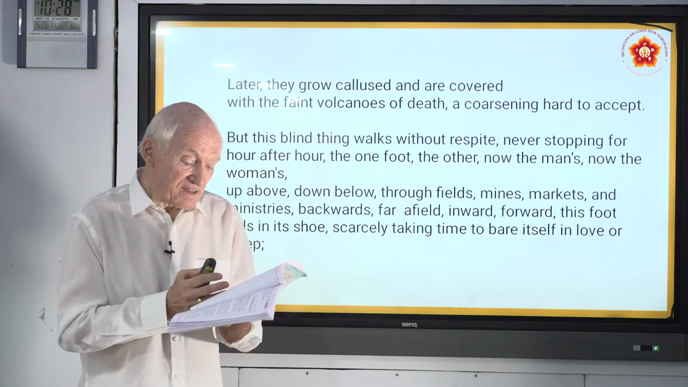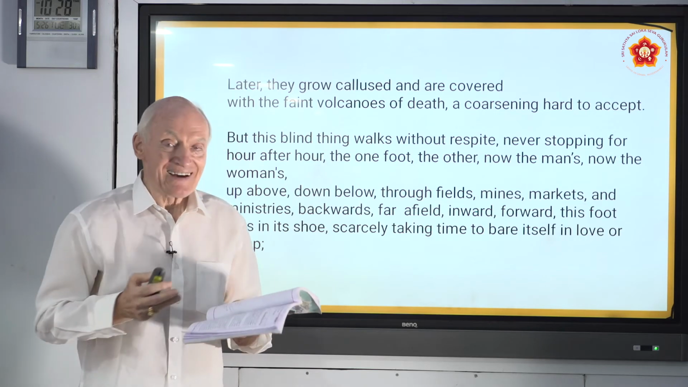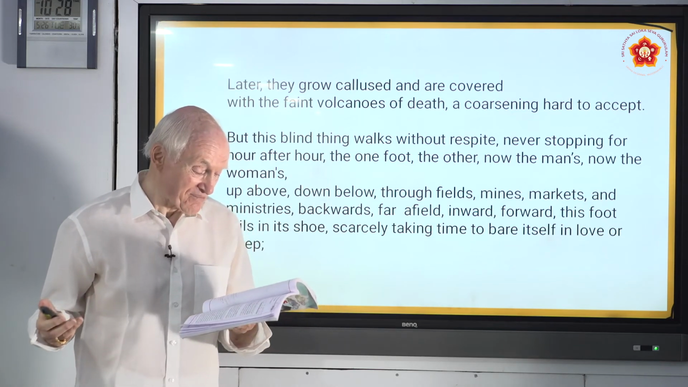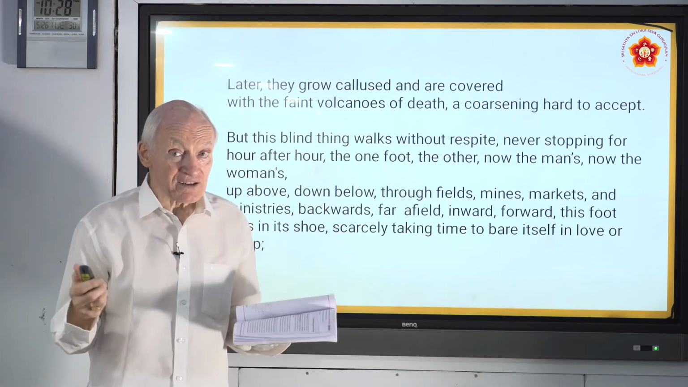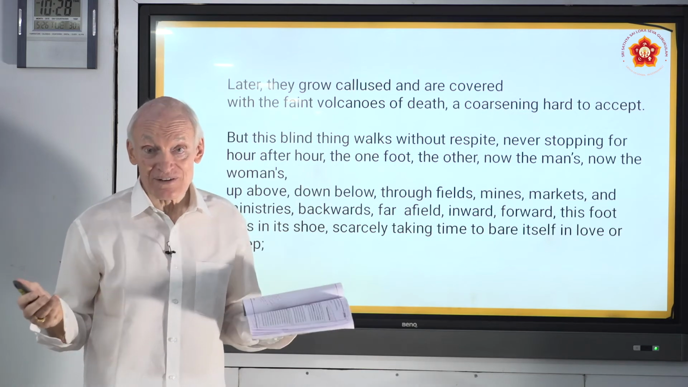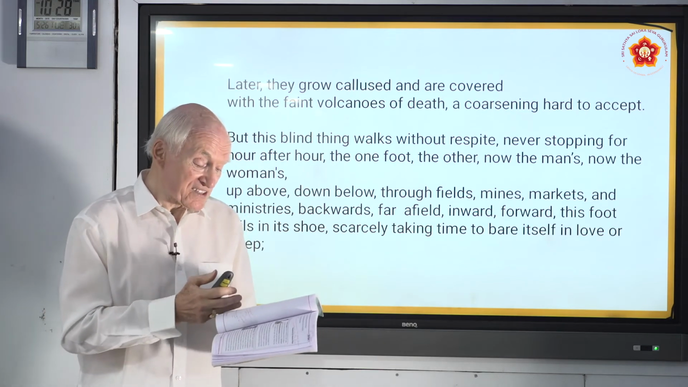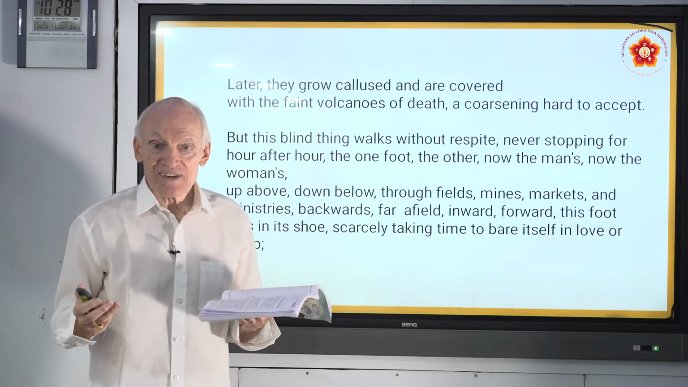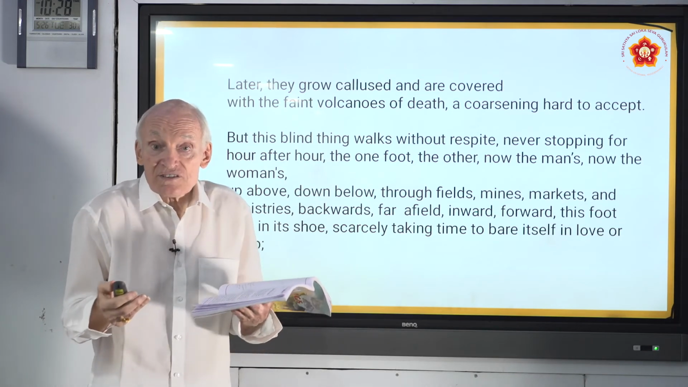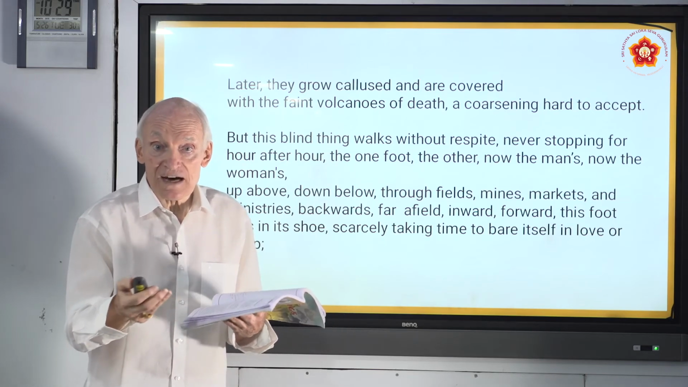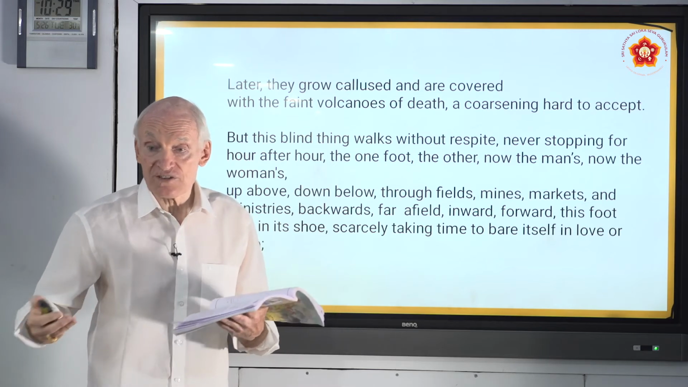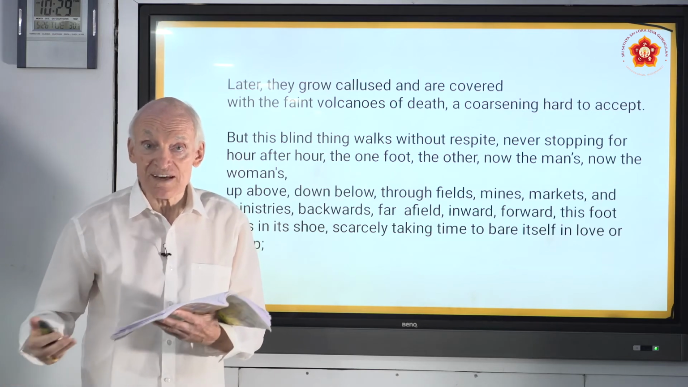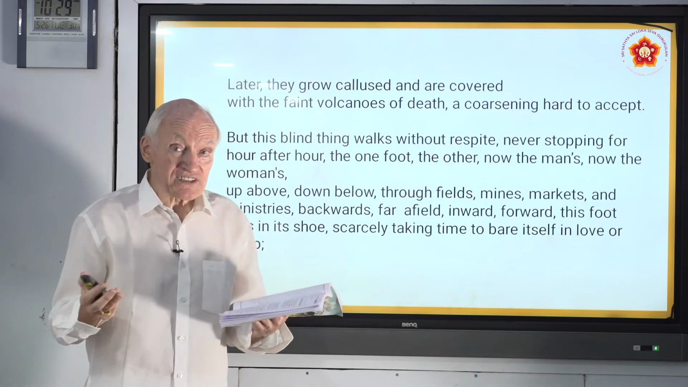To this foot toils in the shoe. The foot is always working in the shoe, okay? It's not having a good time. In the shoe, it's doing some kind of work. And then Neruda says, look, scarcely. The word scarcely means hardly ever, very scarce, one in a million, scarcely taking time to bear itself in love or sleep. So the foot is in the shoe all the time. It has just a few minutes to get out of the shoe when it's stopping to love its child. You know how you'll sit on the couch and you bring your son over and ask him about his day, and the son or the daughter jumps on the couch and takes their shoes off. They have bare feet. But this is very scarce, very little time.